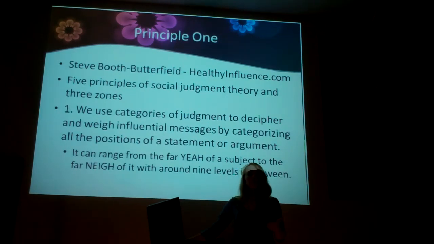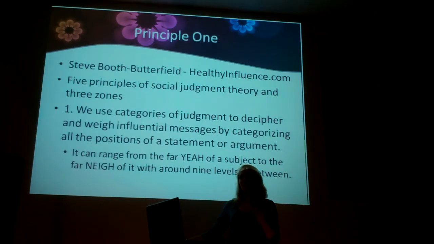Steve Booth Butterfield wrote up a very good and clear explanation of the social judgment theory on his website, HealthyInfluence.com. There are 5 principles to the theory, and then there are 3 zones in which we can target these 5 principles. Principle 1 is that we use categories of judgment to decipher and weigh influential messages by categorizing all the positions of a statement or argument.